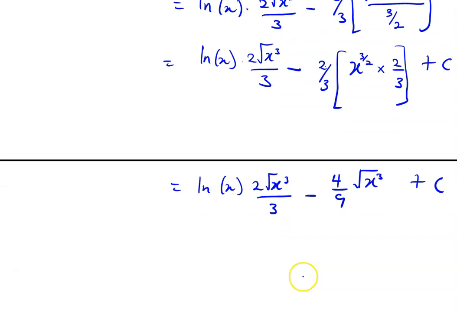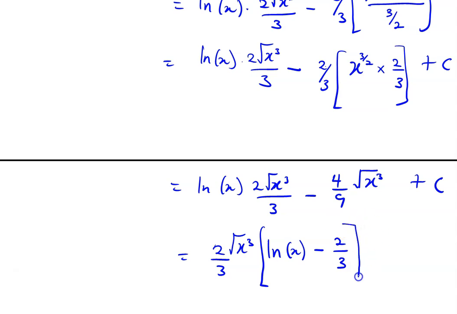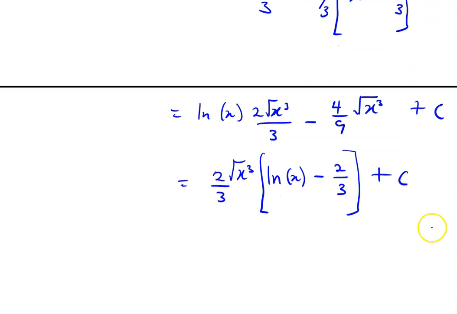Can I factorize something out? Yes, I can factorize something out. That is, I can factorize 2/3 root x cubed out. And if I do that, I'm going to get ln x for the first one minus 2/3 here, and that's all. Then finally I add my plus c. Okay, very good.